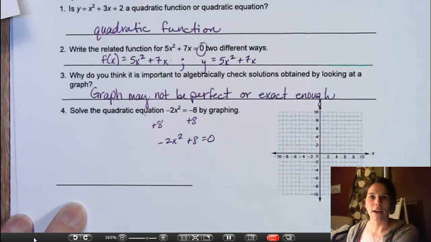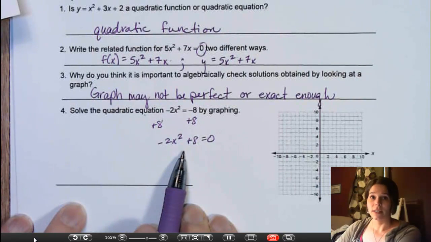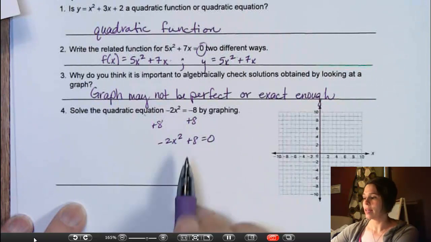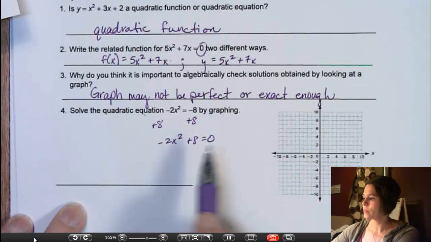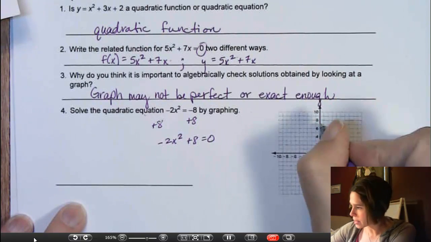Back to my basics of graphing. The a value is negative 2. It's going to open down. It's going to have a maximum. It's going to be kind of narrow. The b value, there is none, so my axis of symmetry is my y-axis. My y-intercept is 8. So, axis of symmetry, y-axis, vertex is up at 8.